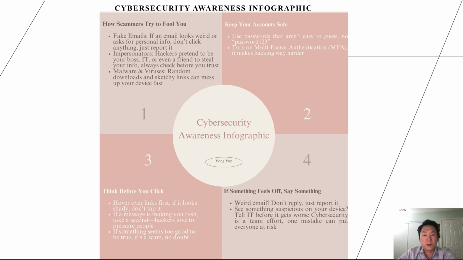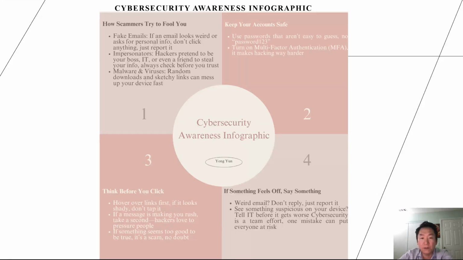Now I want to talk about the cybersecurity awareness infographic. There are four elements. First is how scammers try to fool you. Usually they go through fake emails. If your email looks weird or asks for personal information, do not click, and report to IT. Impersonators: hackers pretend to be your boss or IT, even your friend, to steal your information. Always check before you trust.